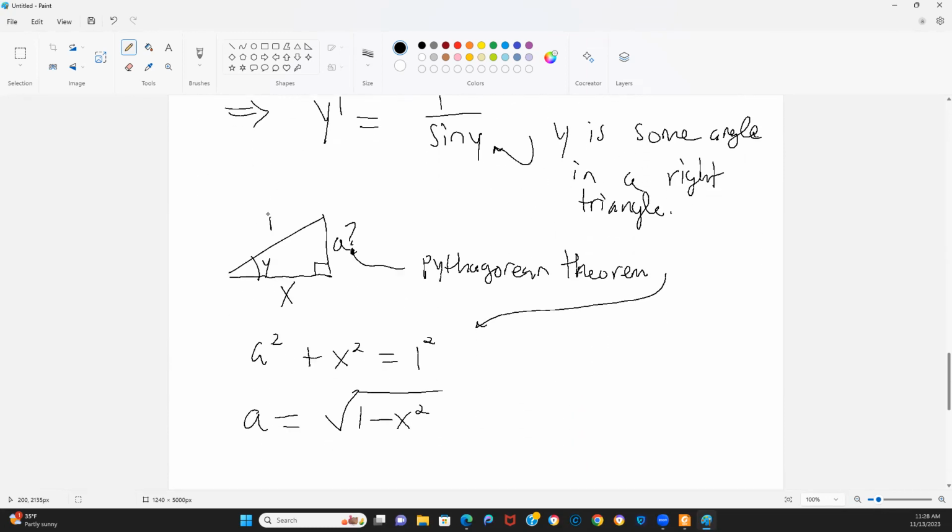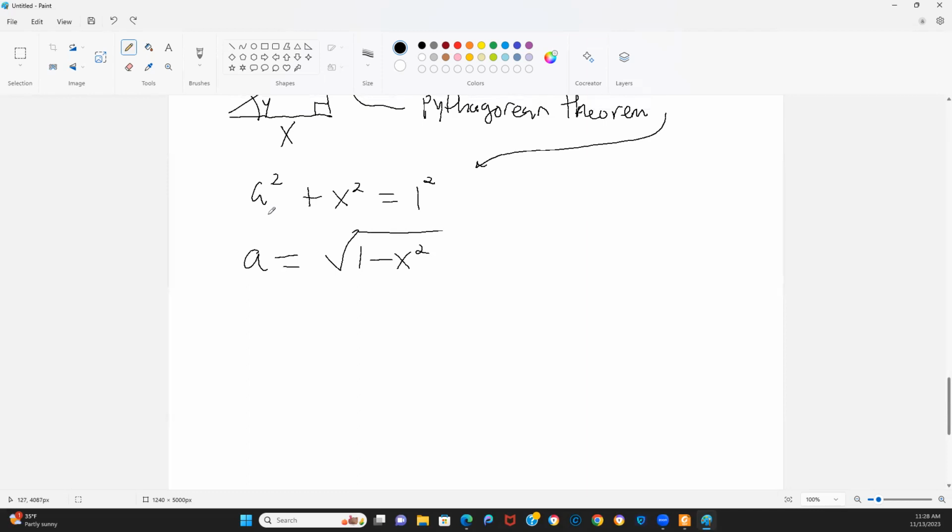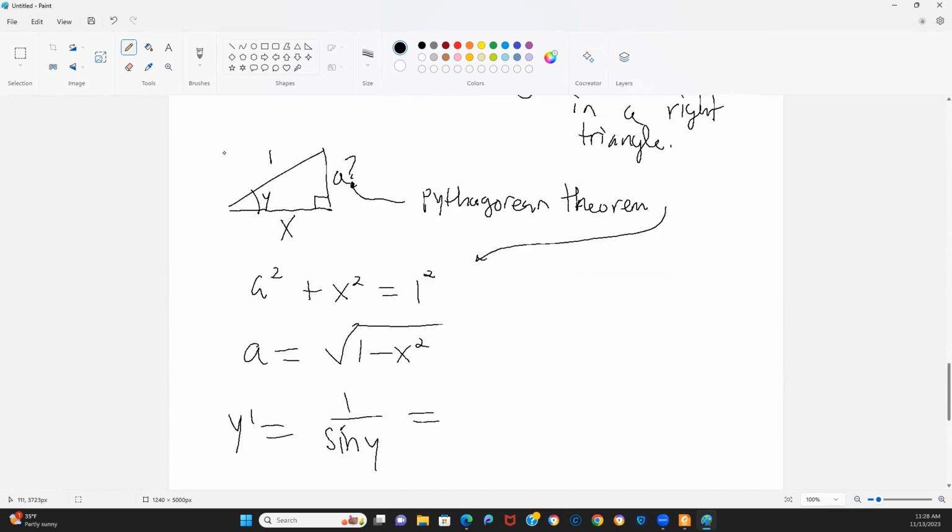So now we know what sine of y is. We can compute y prime now, right? Using this triangle, y prime is equal to 1 over sine y. Let's say we just figured out what this a is. This a is equal to the square root of 1 minus x squared.